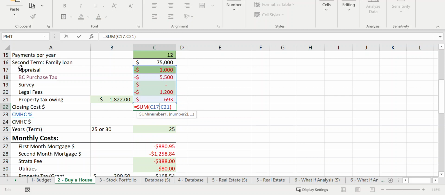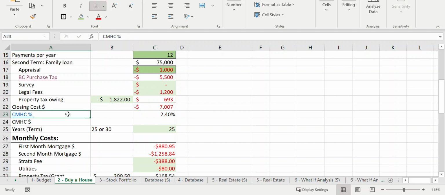And you can see I've indented this just to make sure that it's... So I'm looking at around $7,000 in strictly just extra costs to purchase the property. All right, now there is a whole other cost that you need to consider called the Canadian Mortgage Housing Corporation, or CMHC. Now, CMHC is a company that guarantees the banks that you will pay your mortgage.